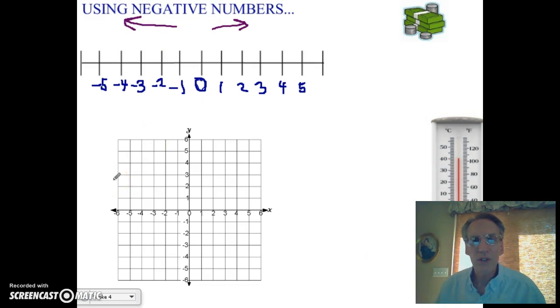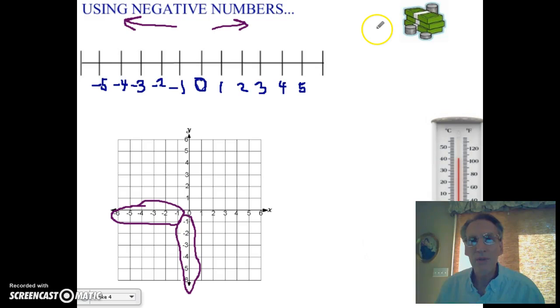This year we're also going to plot ordered pairs on coordinate grids. We call them points, and you'll notice there are negative numbers here, just like on the regular number line, and negative numbers here. And for equations, of course, that's the big time where we use negative numbers.